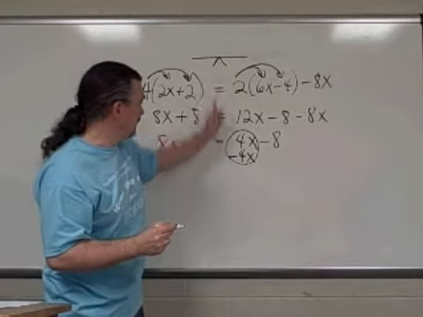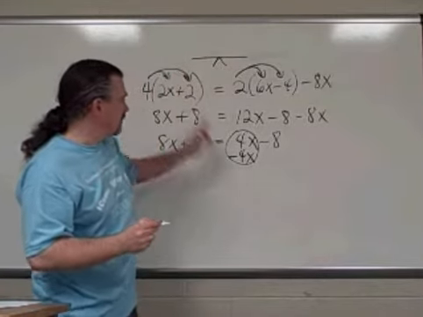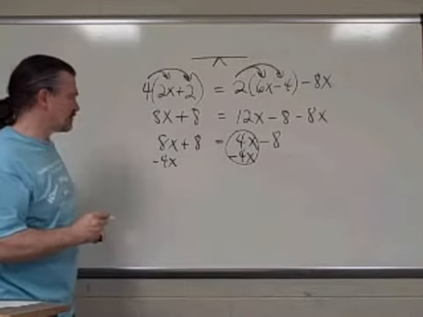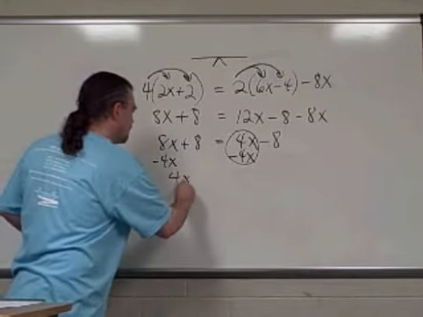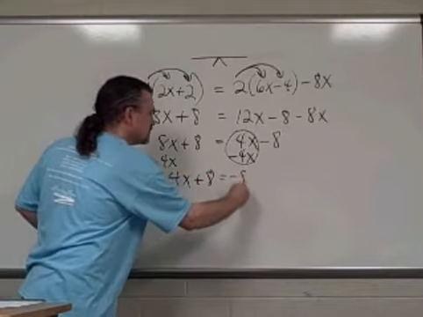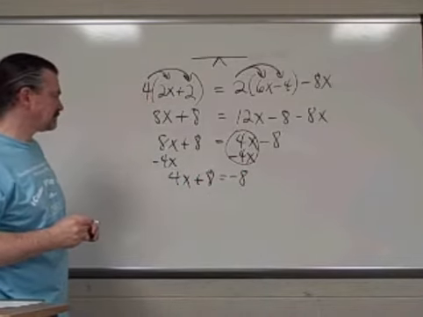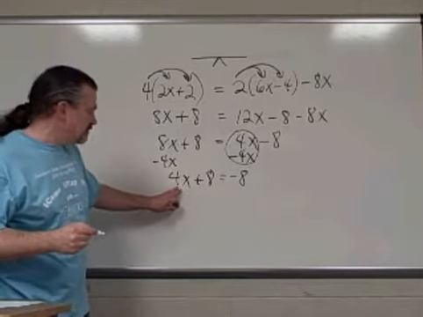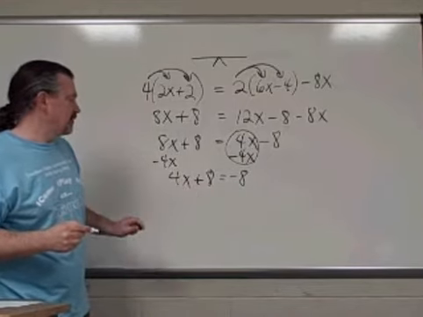But remember, an equation is a balance. If I took away 4x from one side, I have to take away 4x from the other side. We have 4x plus 8 equals negative 8. Now we simply have to undo this 4 and 8 from the variable here.